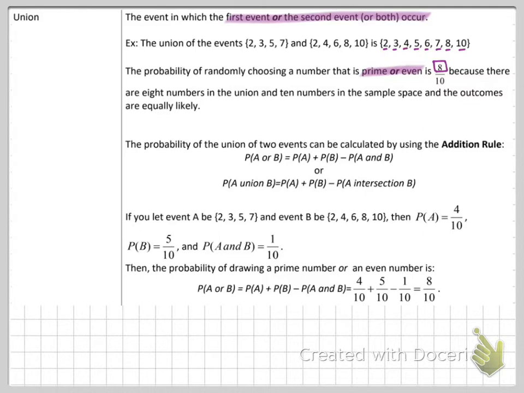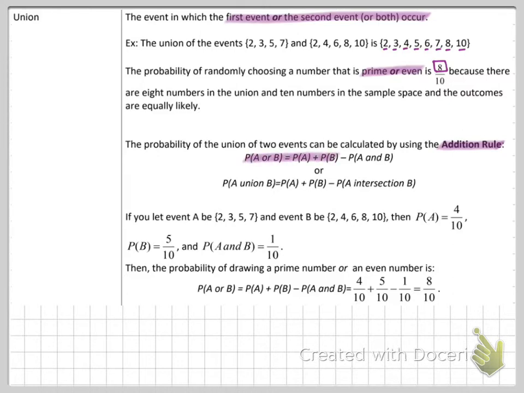For the probability of the union of 2 events, we can actually use a calculation here, and it's called the addition rule. But be careful with this because we do have to get rid of that overlap, the thing that gets counted twice. So the probability of event A or B would be the probability of A plus the probability of B.